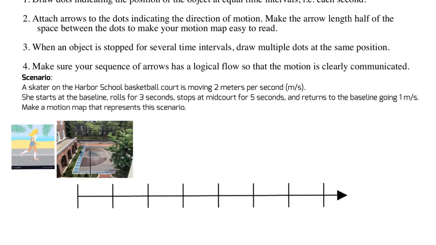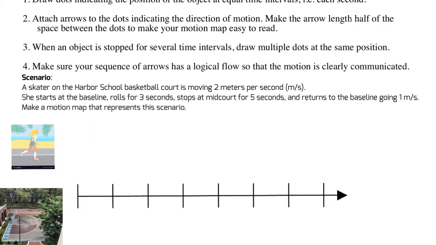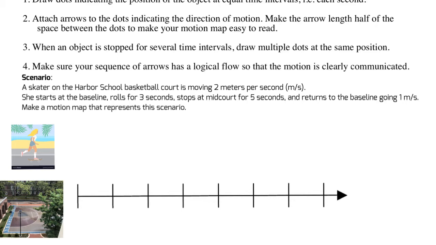All right, so how do we represent that with a motion map? Well, let's follow the steps. Step 1 is draw the dots indicating the position of the object at equal time intervals. So each dot represents a time interval, and it also is located at the position where the object is. So let me just move this over. If she's moving 2 meters per second for 3 seconds, that means she goes a total of like 6 meters. So I'm going to write each one of these is 1 meter. 4, 5, 6, 7 meters.